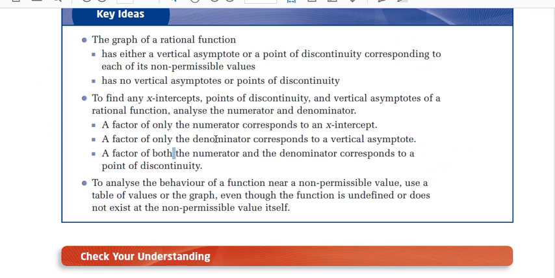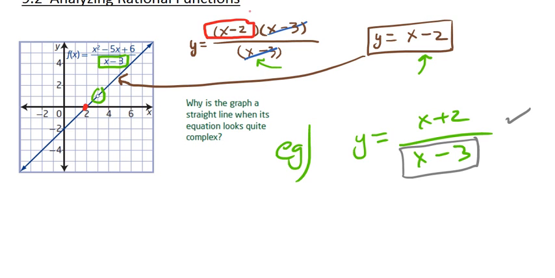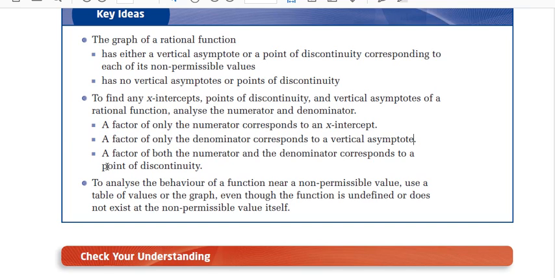A factor only in the denominator, so that means it's still there after simplification, that's your vertical asymptote. A factor of both, and of course that's what we talk about when we divide it out. Here's a factor of both. What does that refer to? That refers to a point of discontinuity or a gap in the graph. Make sense?